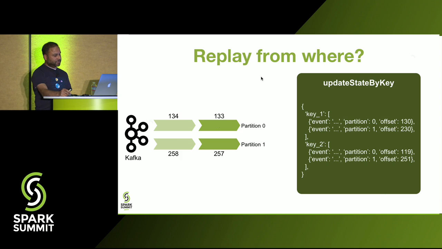So what we did was, first of all, propagate this Kafka metadata all the way through the pipeline to updateStateByKey, so that each event actually has awareness of the partition and offset that it corresponds to in the original data source. So now we have the information in there to figure out how much we can replay when we have to restart.